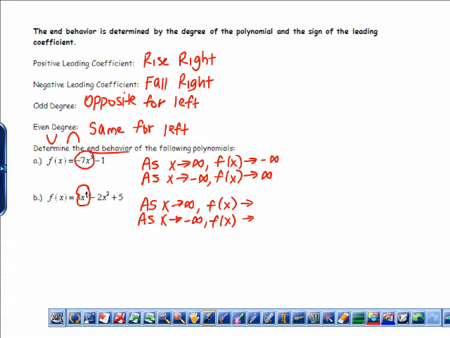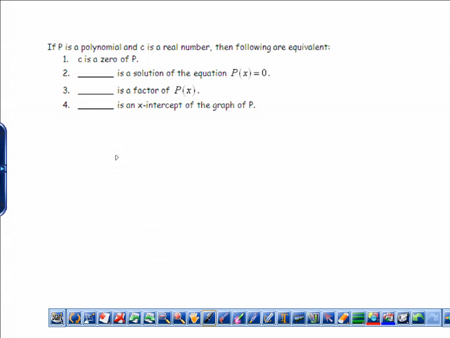Okay, so as x approaches infinity, we get f of x also approaching infinity. And this is an even degree, so even if I were to plug in a negative number to the even degree, it becomes positive again. So that's another way to think about why this is the same behavior right here. Obviously you can graph these on your calculator to check your work.